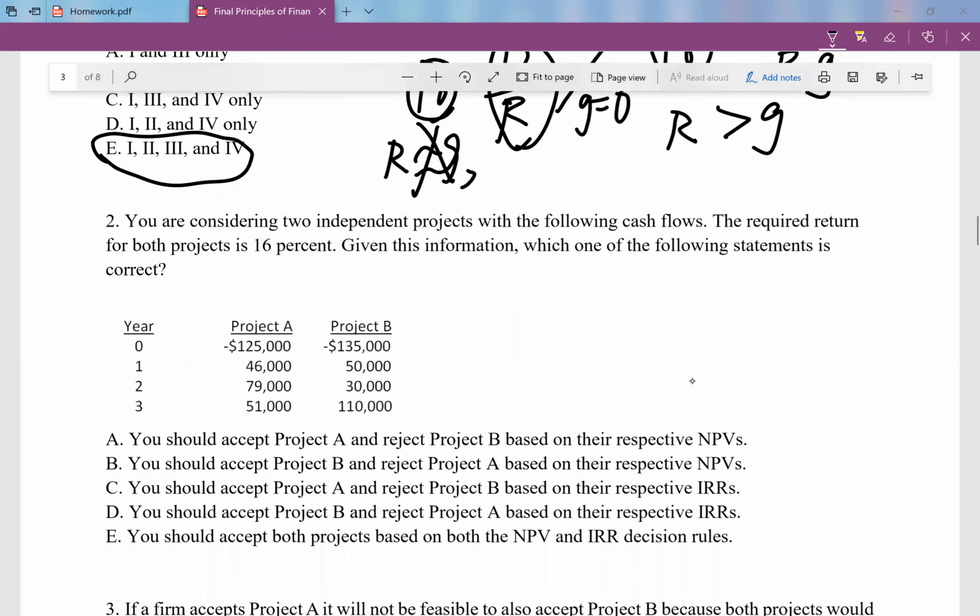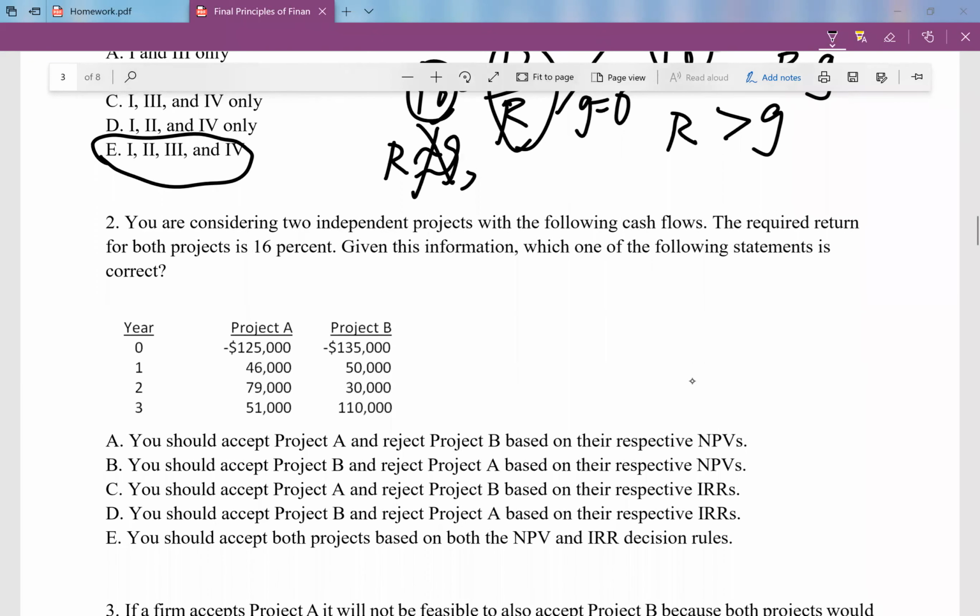Next one is from the capital budgeting chapters. So you are considering two independent projects. These two projects are given with these two columns of cash flows. The required rate of return for both projects is 16%.